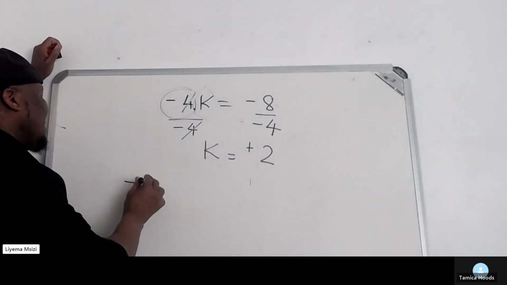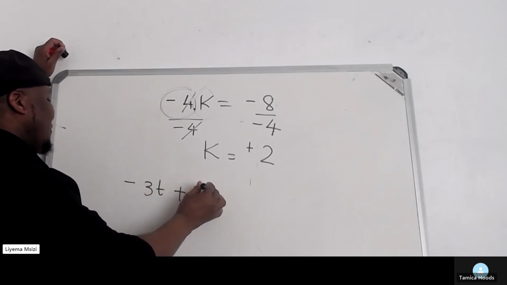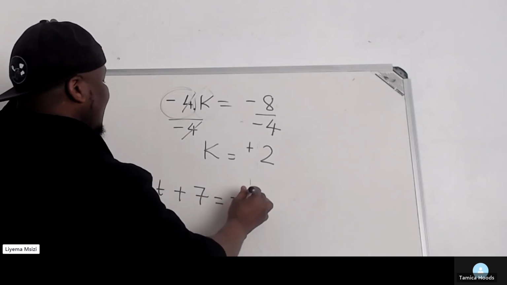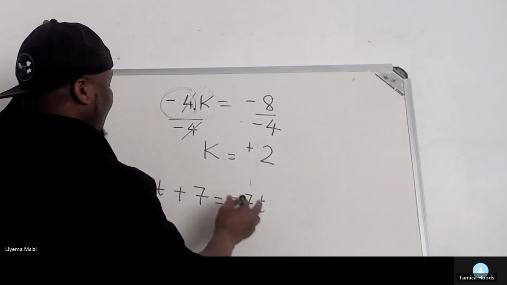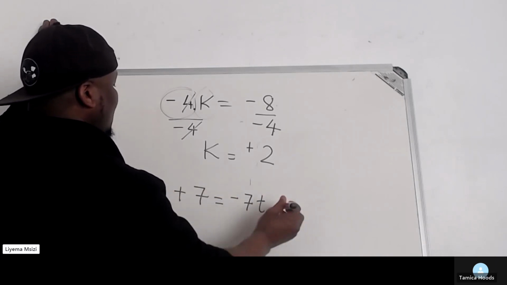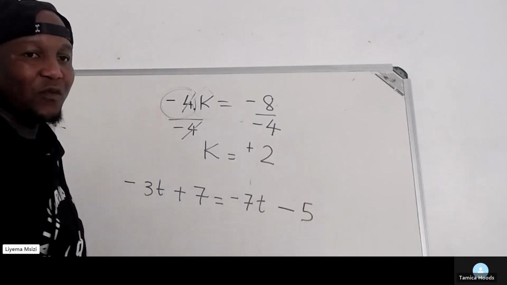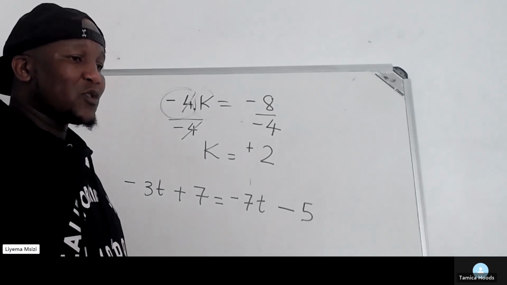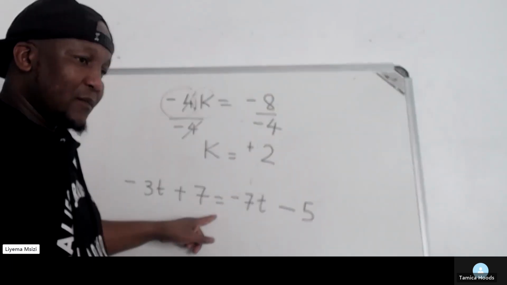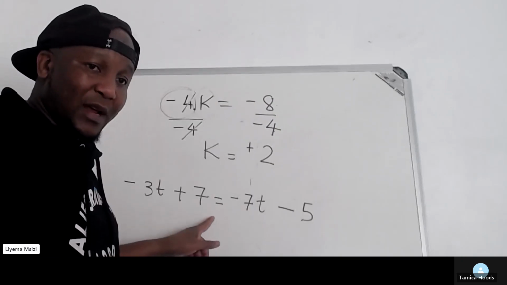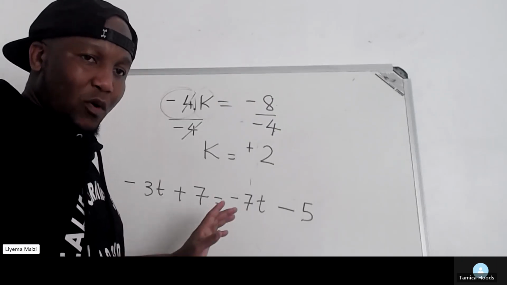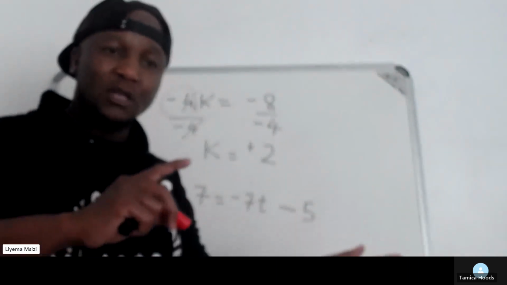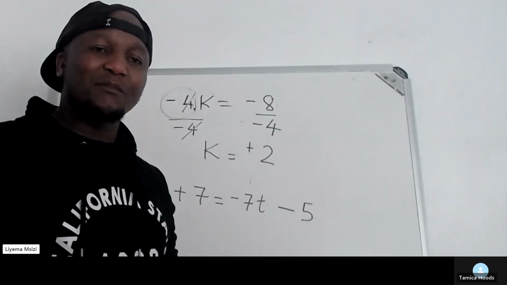So for example, somebody gives us negative 3t plus 7 equal to, let's say, negative 7t minus 5. Let's say solve the value of t. For us to solve the value of t, we have to separate. We look at our equal sign. Where's our equal sign? Our equal sign is here. We're going to separate: the letters must be on one side, and the numbers must be on the opposite side. We cannot put them together.